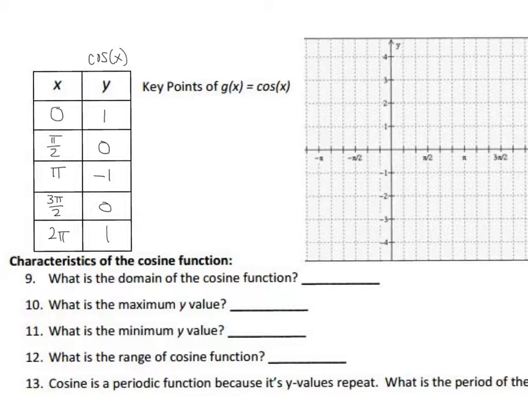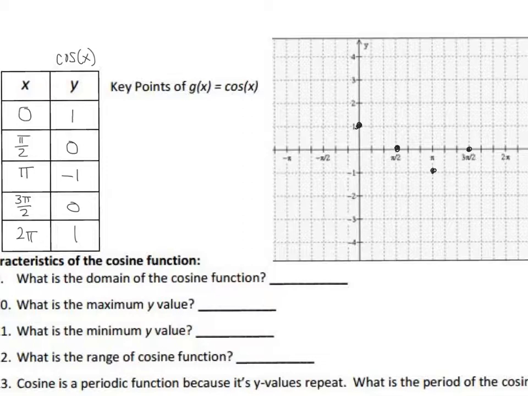So I'm going to try to graph those points over here on my axis. So the first one says 0, 1. So there's a point right there. Then it says pi over 2, 0. So everything's repeating in the same kind of thing. Pi, -1. 3 pi over 2, 0. And then we're over to 2 pi back at 1. So those are my points.